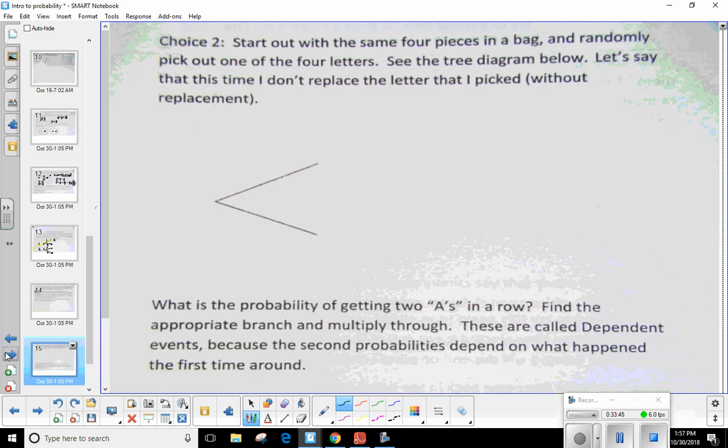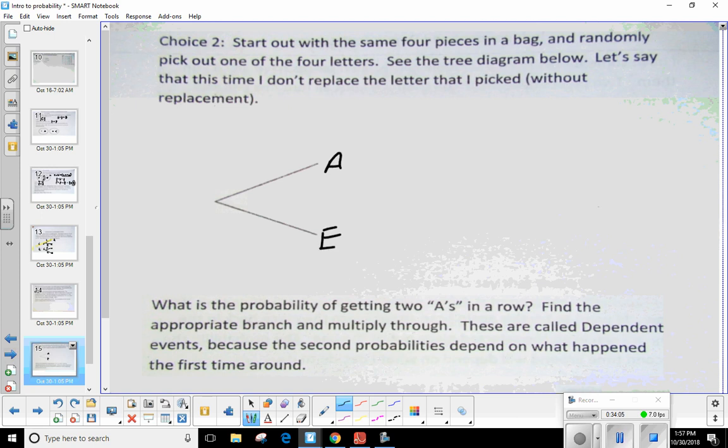Choice 2. You're going to start out with the same 4 pieces in the bag, 2 A's and 2 E's. Okay, you're randomly going to pick them out. But let's say this time I don't replace the letter that I picked, without replacement. So let's go ahead and create my tree diagram here. So A and E. Now we're going to start off with the same.